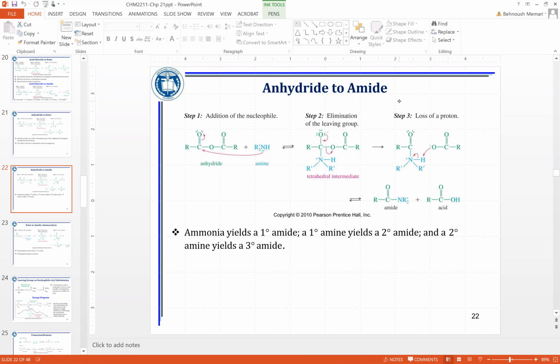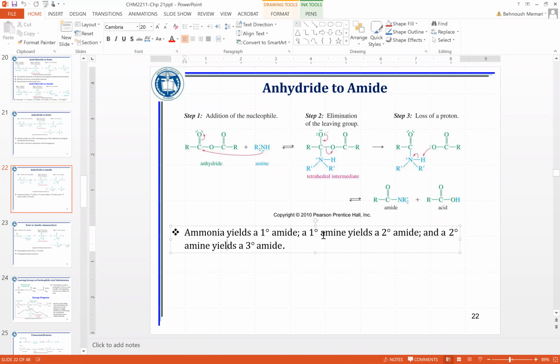Anhydride to amides. For anhydride to amides, you have to bring ammonia or an amine. If you bring ammonia, you would get a primary amide. If you bring a primary amine, you get a secondary amide. And if you bring a secondary amine, you would get a tertiary amide. So ammonia would yield a primary amide, a primary amine would yield a secondary, and a secondary amine would yield a tertiary amide.